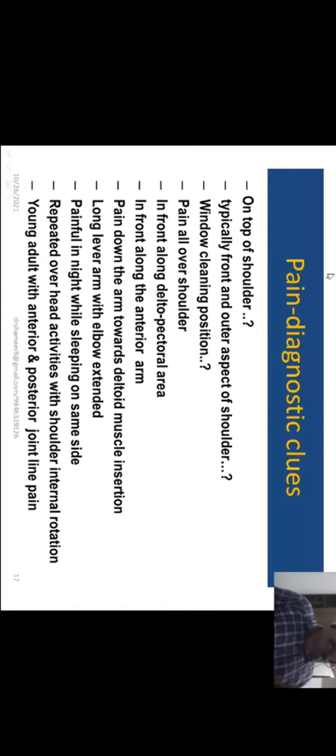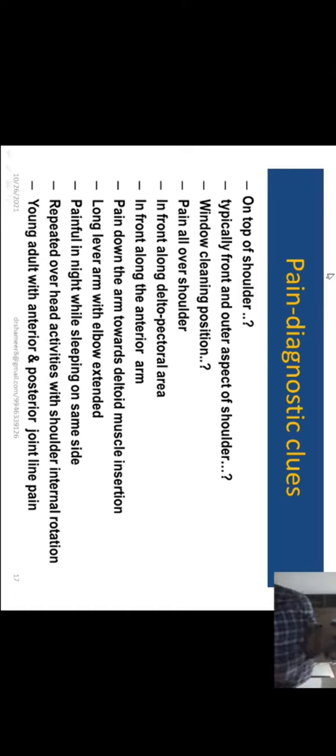And the fifth one is the pain in front along the anterior arm. It is very important. That is biceps tendonitis. Pain along the anterior aspect, in front along the anterior aspect of the arm, it is biceps tendonitis.